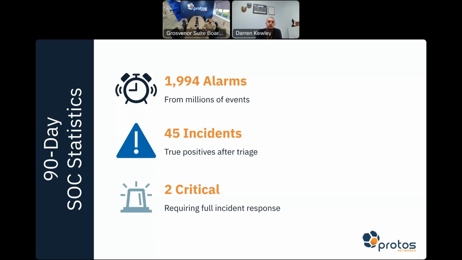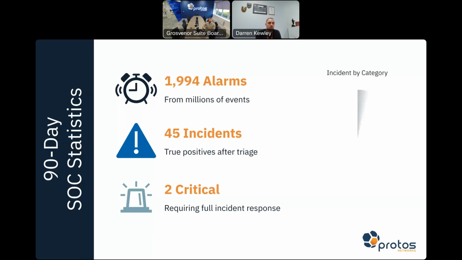But we still get a lot of noise because, as you can see there, of those, 45 were actually true positives and incidents that we then needed to go and look at. But this is across, I think, 10 to 15,000 endpoints that we're monitoring. And of those, 2 were critical and they required a full incident response. So as you can see, that's an incident every 2 days, let's say, which is about right.